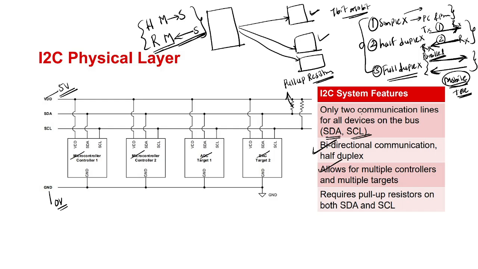So why pull-up resistors? When it is connected, through the pull-up resistor, SDA will go from high to low. After that, SCL will go from high to low. When it goes from high to low, the device is connected. That is the start condition, which we will discuss. It goes from high to low through VDD and the pull-up resistor. Is it fine? This is the I2C physical layer.